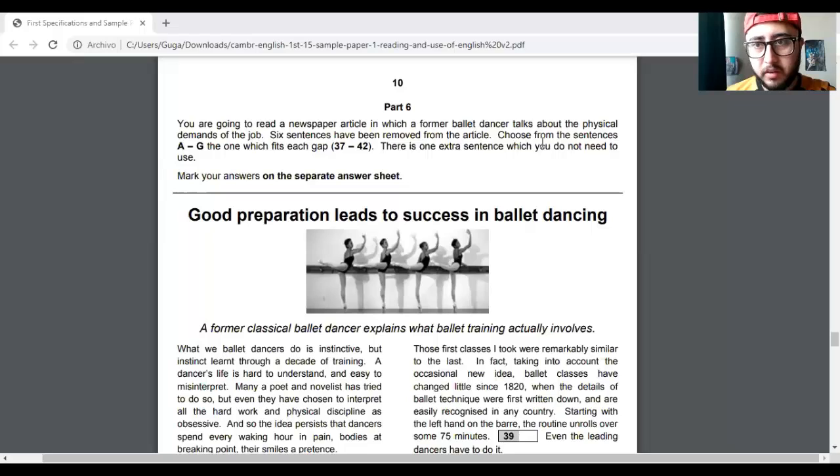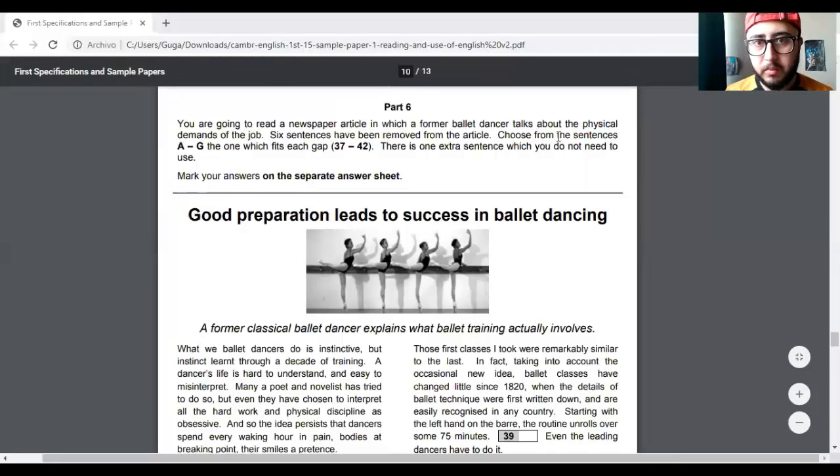We are not going to lose time trying to think about the answer to the examples, and we have to be very careful with the prepositions and the grammar structure of the text. So that would be for this part.